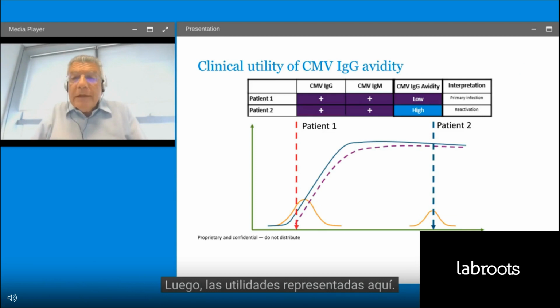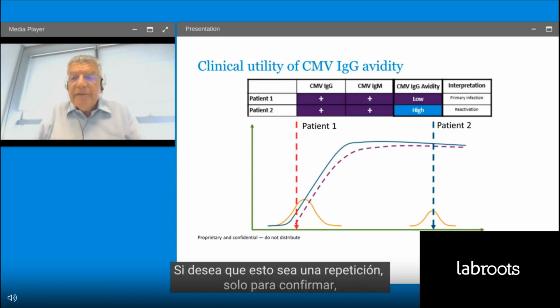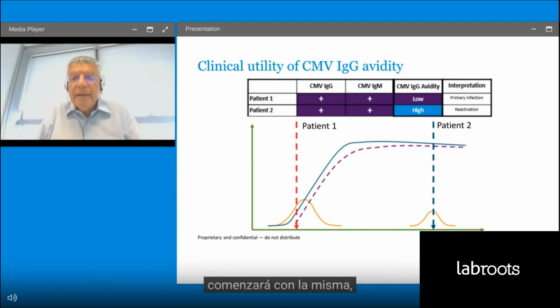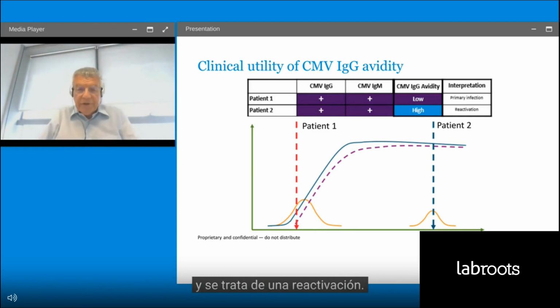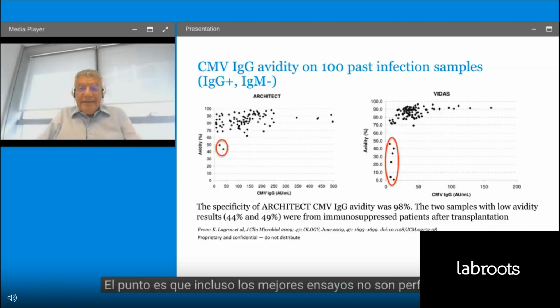Then the utility is depicted here. If you wish, this is a repetition just to confirm. You start with exactly the same generic picture of a positive IgG and IgM. In the first case, patient 1, this is a primary infection with a low avidity. In the second case, which is much more common, you will have a high CMV IgG avidity, and this is a reactivation. Point is that even the best assays are not perfect.